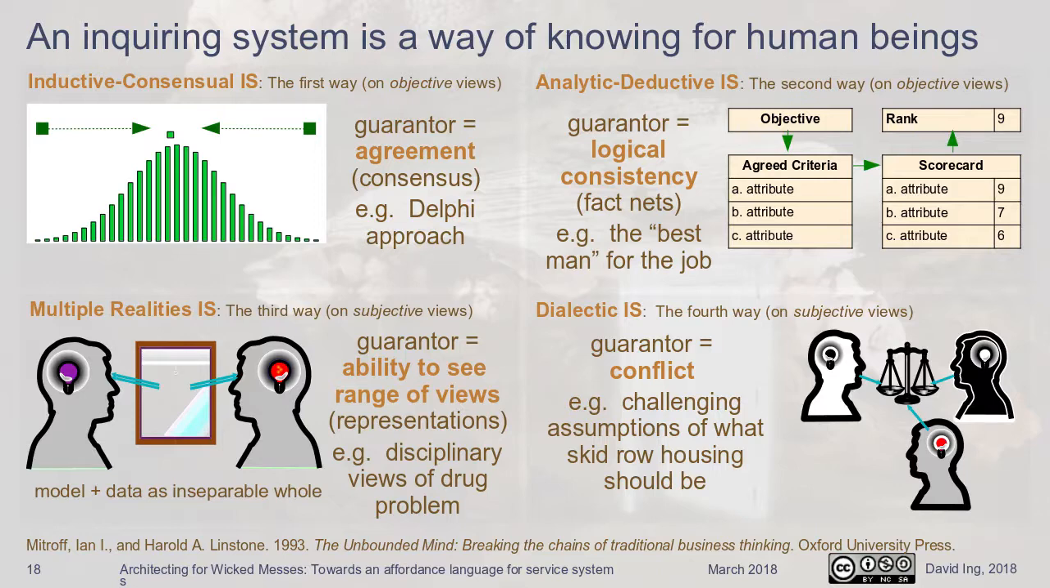When you get to the multiple realities inquiring system, what this says is that the model and the data are an inseparable whole. And so now you're inside someone's head. So the way I know systems is different from the way that Peter knows systems, because we have different data and we have different ways of processing it. So what happens here is that you get disciplinary views. For example, you look at a drug problem. Well, how do you look at the drug problem?